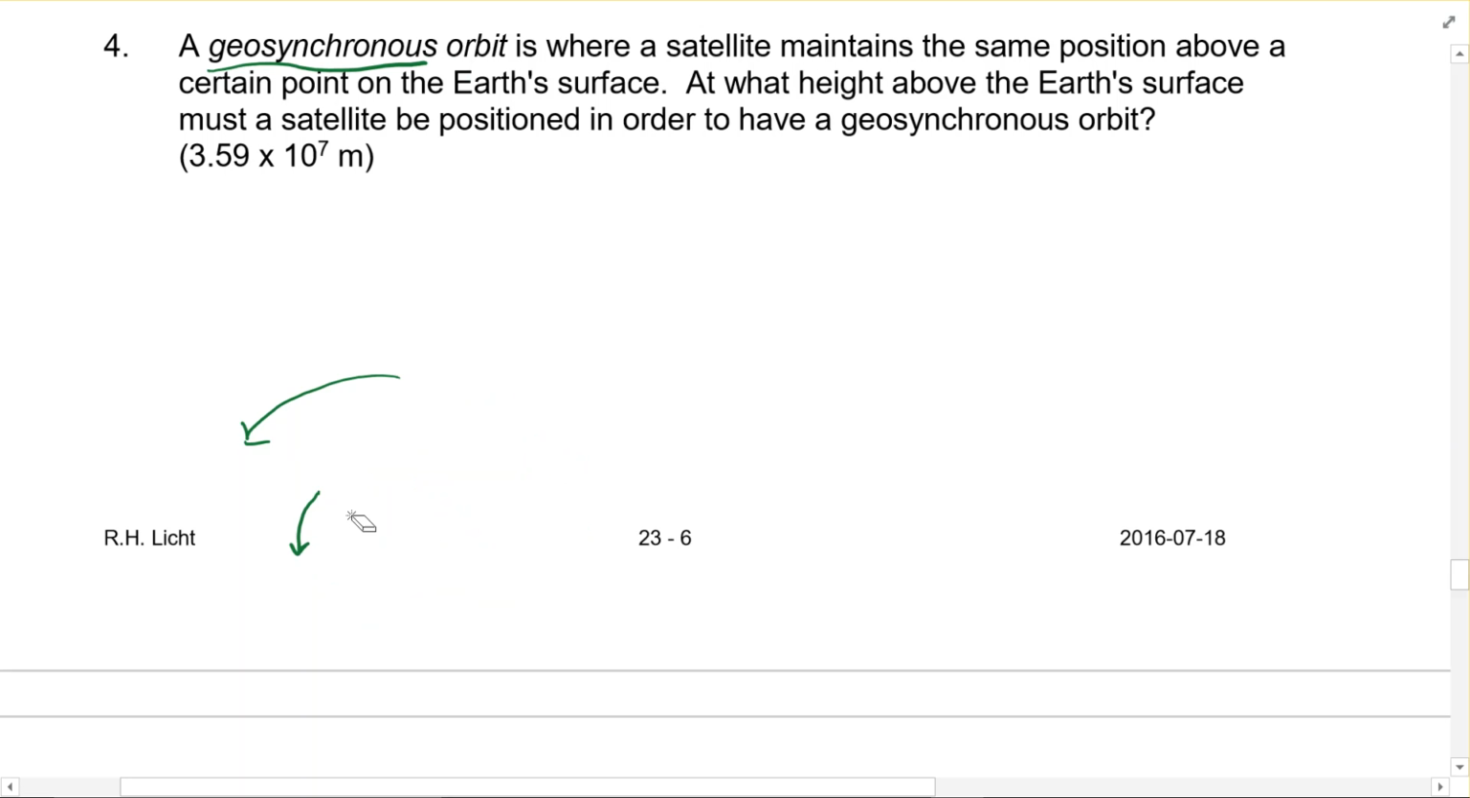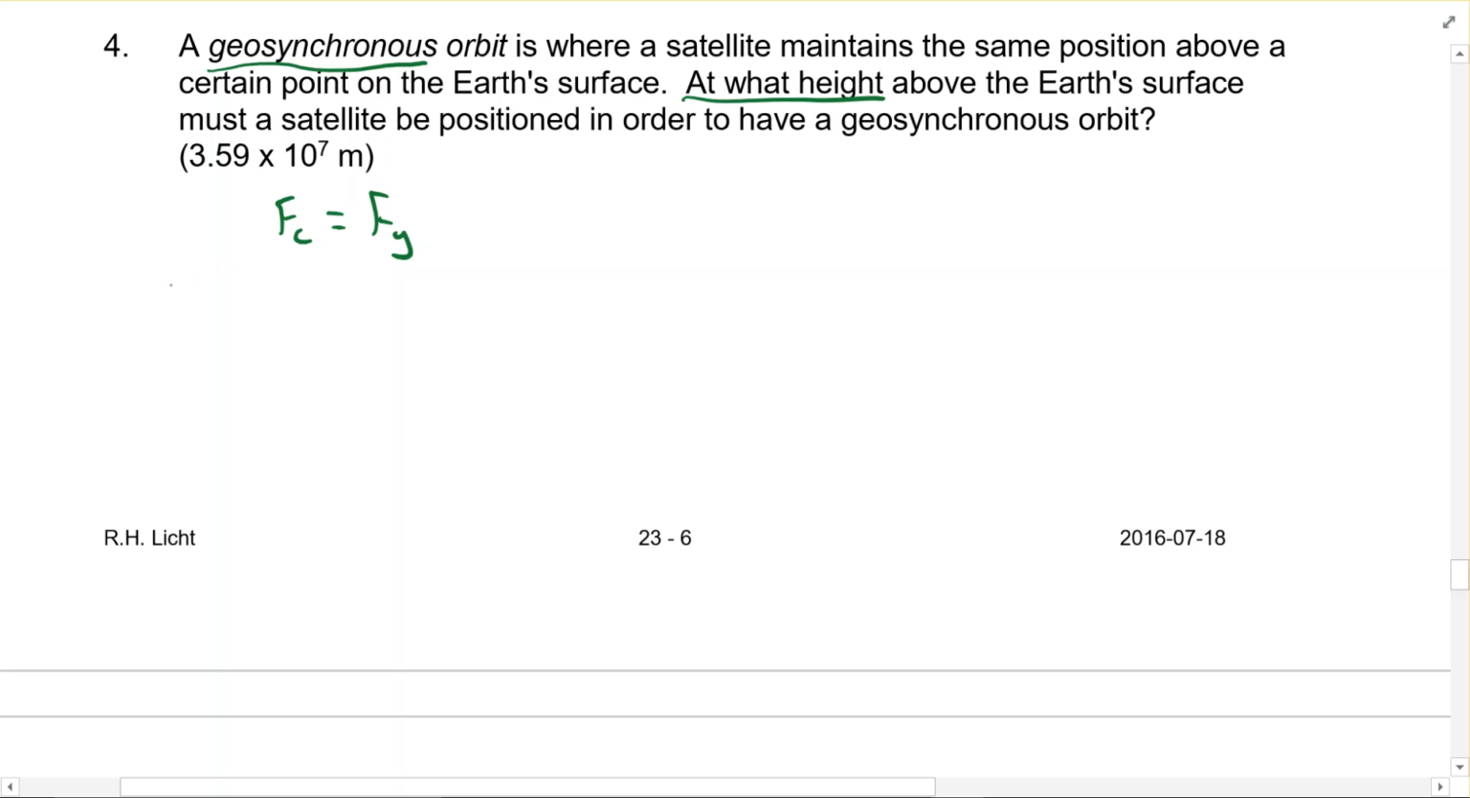All right, so we're going to start off the same way we've started off with all of them: FC is equal to FG. And now we want something with R, right? Because it says at what height. We're looking for R, right? Well, not just R. We'll have to subtract the radius of the Earth there to get the altitude. But we need that, and we're also going to need the period, because we know that the Earth takes 24 hours to rotate once.